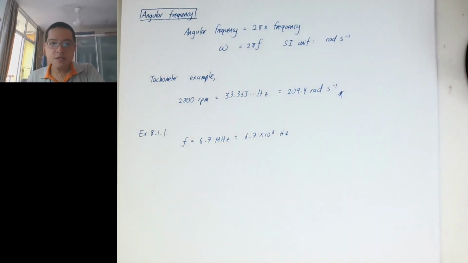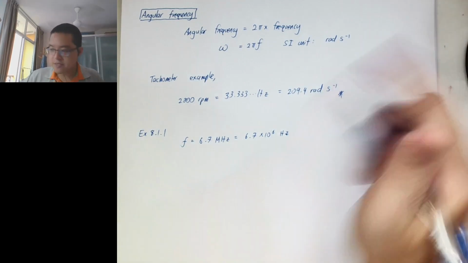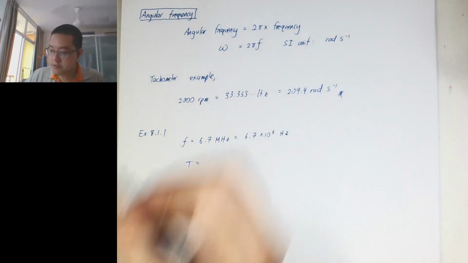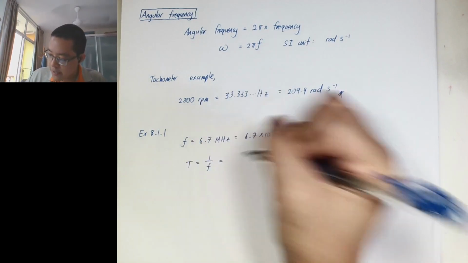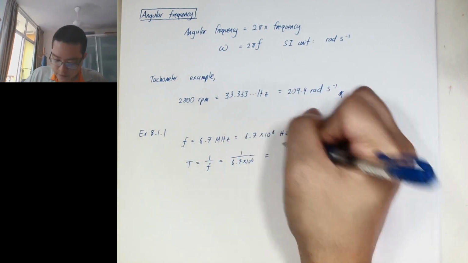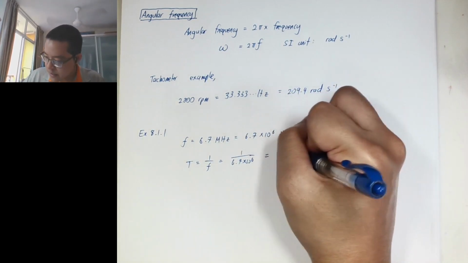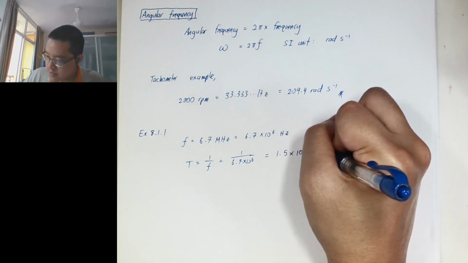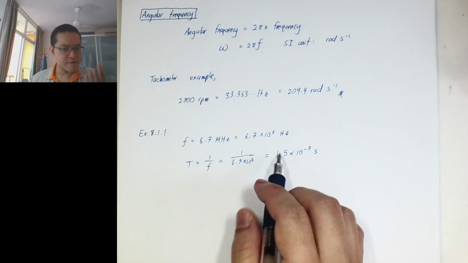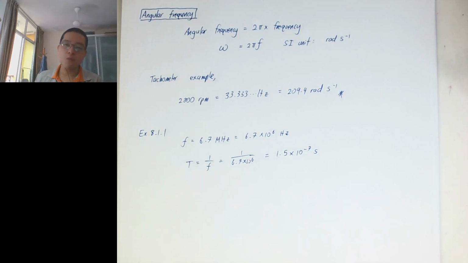The question is asking how long each oscillation takes and what the angular frequency is. Very easy. Each oscillation takes how long means it's asking for the period. The period should be 1 over f, so it's 1 over 6.7 times 10 to the power 6. You get 1.5 times 10 to the negative 7 seconds. Because the frequency is very high, it takes a very short time to complete one cycle, because the thing is going very fast.